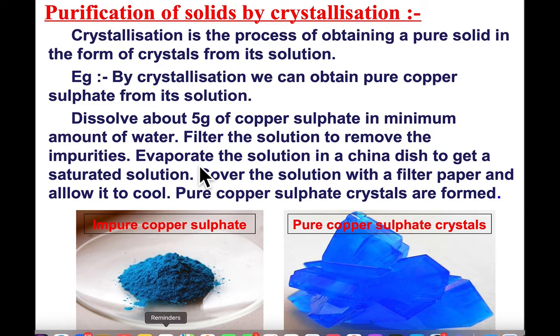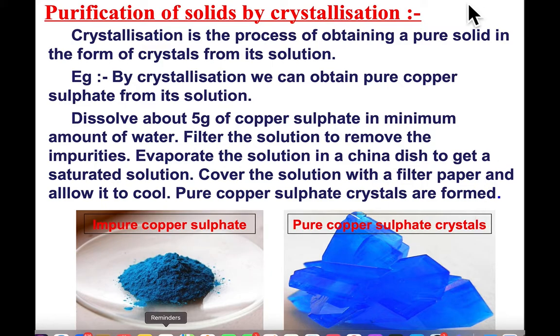So first of all, we prepare the saturated solution of copper sulfate, and then we heat, and then we allow it to cool and obtain the crystals. Dissolve about 5 grams of copper sulfate in a minimum amount of water. Filter the solution to remove the impurities. Evaporate the solution in a china dish to get a saturated solution. Cover the solution with a filter paper and allow it to cool. Pure copper sulfate crystals are formed. So by this technique we will get the pure solid from its solution.